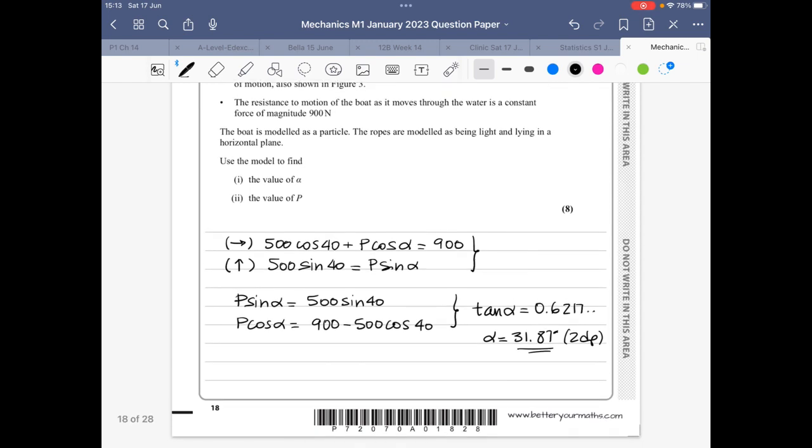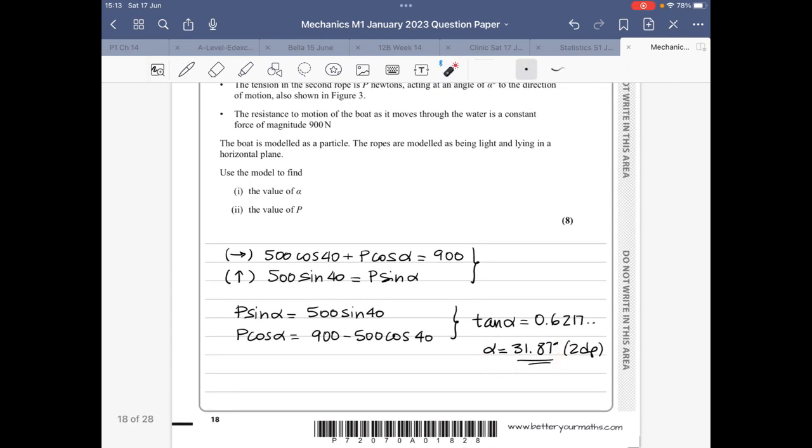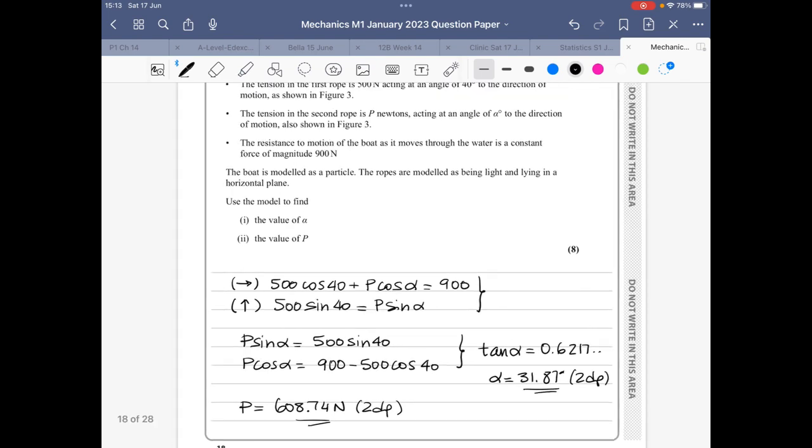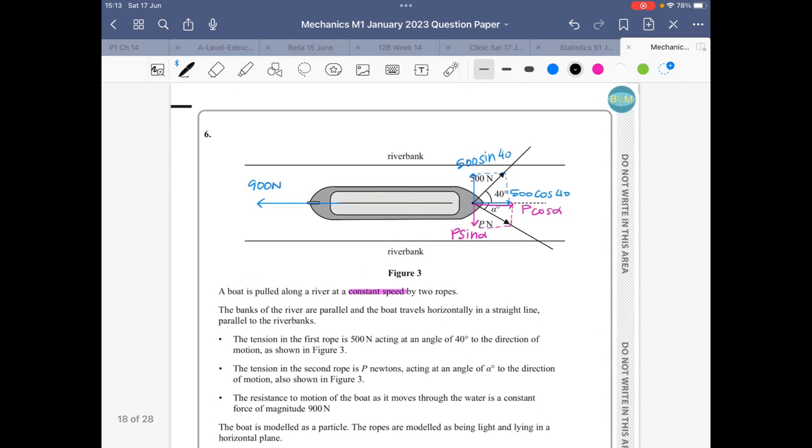The second thing is the value P, so I can go with this alpha to either equation. This one is simpler, so I'm going to go to this one and find P. So P is going to be just substituting. So I would put this value in the memory of the calculator so you don't lose decimals. Find 500 sine 40 and divide this value by your sine alpha, and then you get that P is 608.74 newtons to 2 decimal places. And that's it with this question. It's simpler than it looks, you see. It's just a few lines.